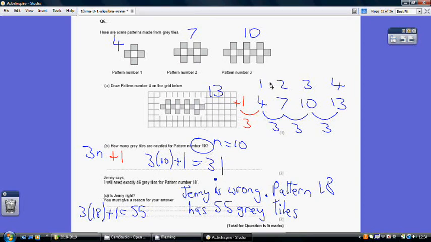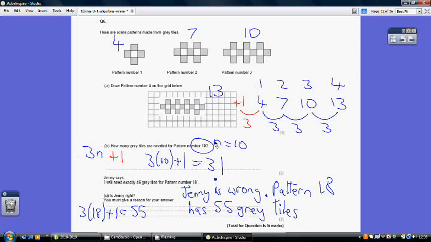So let's just try and numerically understand the pattern for grey tiles. So pattern number 1 we've got 4 grey tiles, pattern number 2 we've got 7 grey tiles, pattern number 3 we've got 10 grey tiles, and so on. So we can see we're going up in 3s. So our nth term expression is going to start off with 3n because we're going up in 3s, but our 0th term, the term in front of the real first term, would be a +1. So our nth term expression is 3n plus 1.